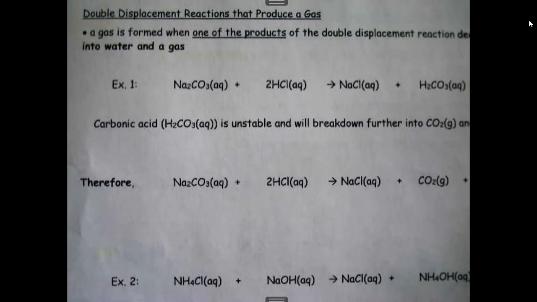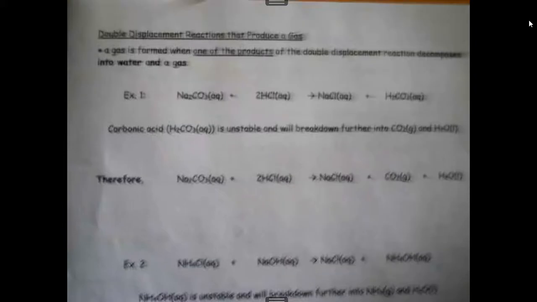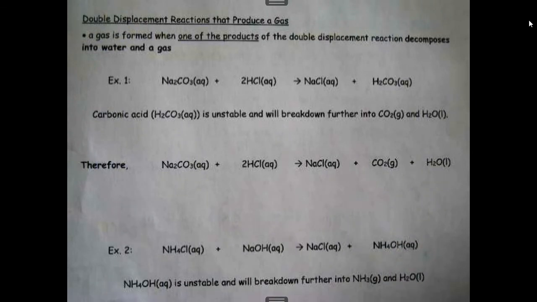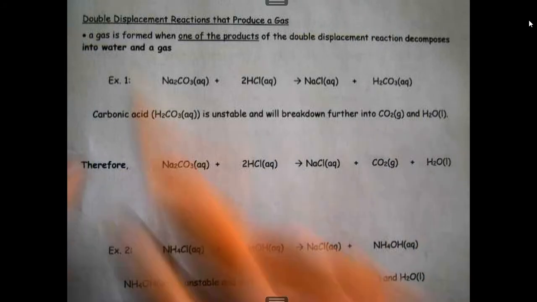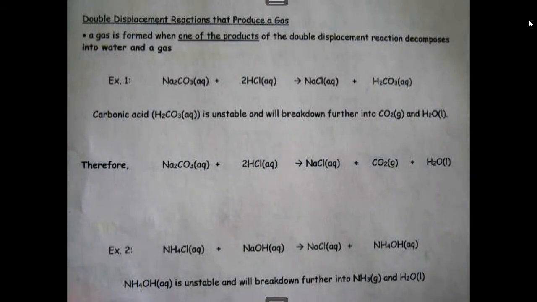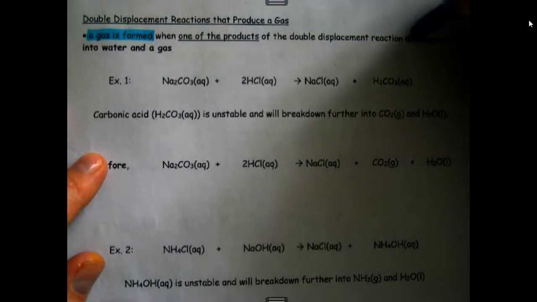All right. Now, we won't do a lot of this. This will just be something for us to remember in the future more than anything else. But some double displacements produce gases, and you're not going to be an expert at it at this point, but we'll give you a lead into it because it's going to really have you remember how certain things break down. And we'll use just these two cases to look for in the future. Okay? So a gas is formed when one of the products of the double displacement does a decomposition after the double displacement. Okay? So a gas is formed when one of the products decomposes into water and gas. Okay?